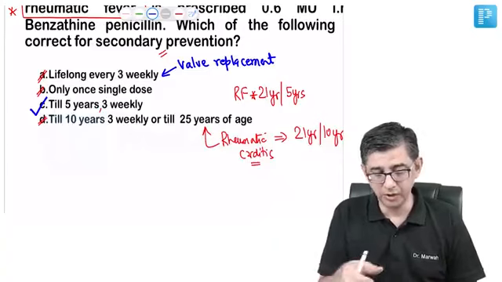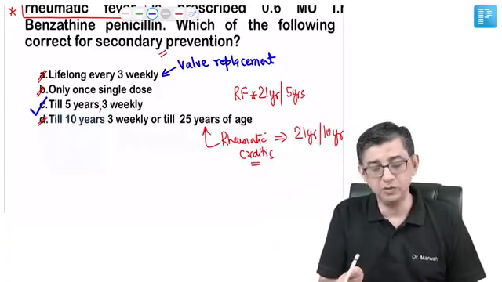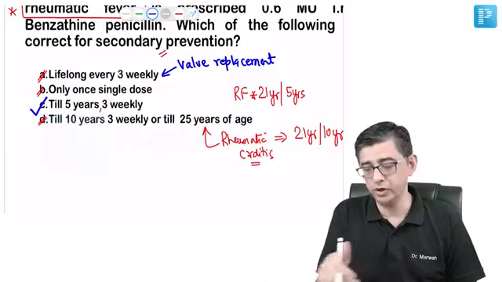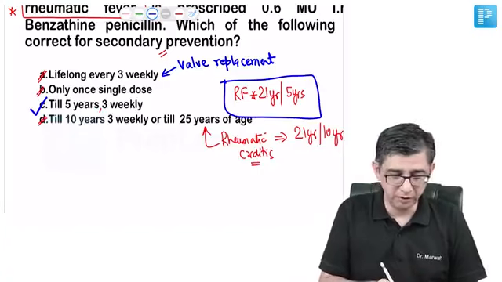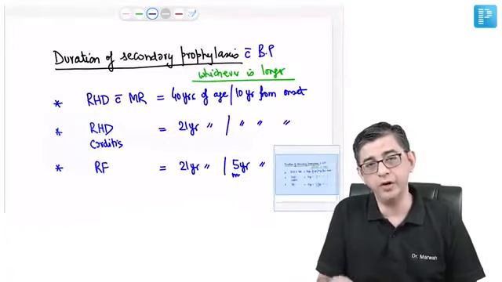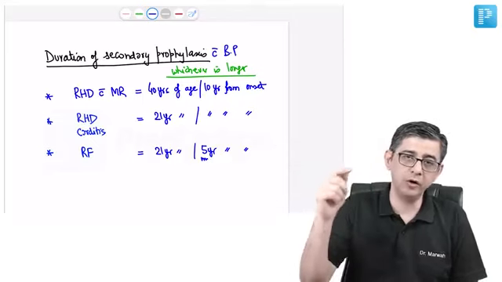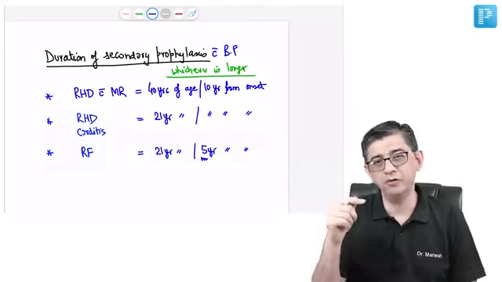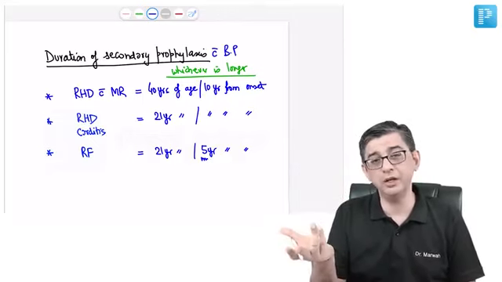Then we had options like 10 years or till 25 years of age, or 5 years 3 weekly. The correct is what I've just told you here. For rheumatic fever, it is 21/5. The learning point is that for Harrison, either answer will be 40 or 21. Traditional MCQs usually talked about options like lifelong, 20, then 40 years of age, 25 years of age, 21 years of age, or sometimes even 18 given.